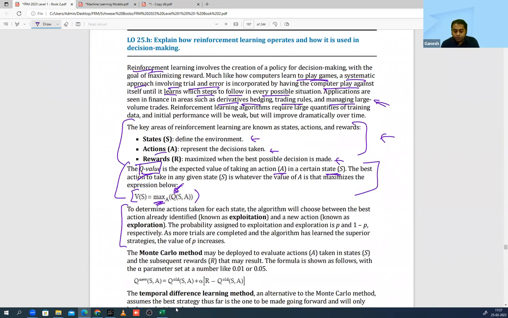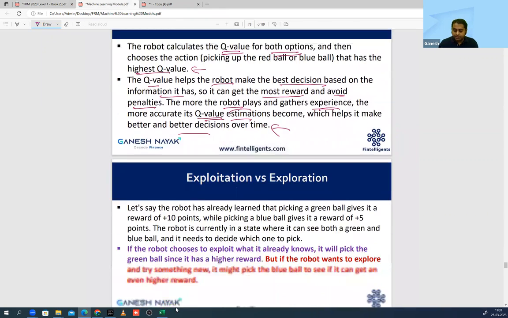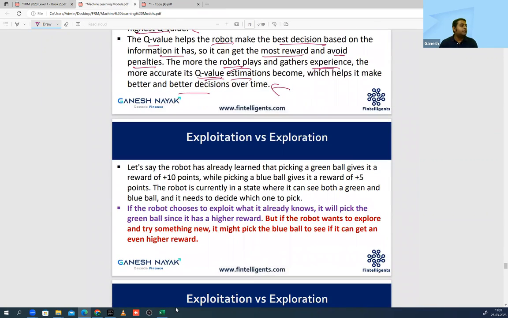Next part, to determine. Now this is very simple: exploration and exploitation. You can understand this over here. Look at the example, everyone's attention. Let us say a robot is picking up a green ball; it will give him a reward of 10 points, 10 positive. While picking up a blue ball, it gets a reward of 5 points. The robot is currently in a state where it can see both a green and a blue ball. Now, obviously, it is going to take a decision.